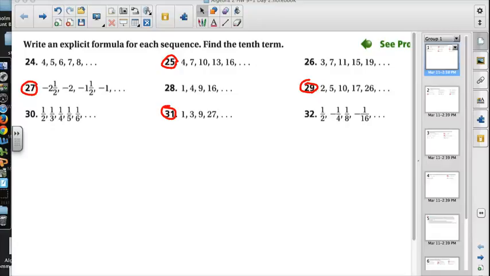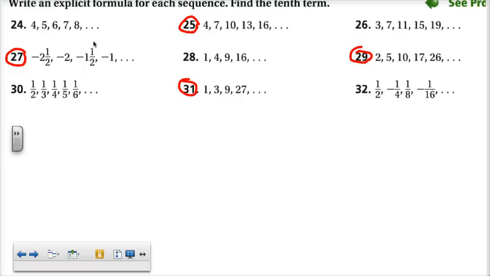These are the frequently asked questions for Algebra 2, Section 9-1, Day 2. And I'm going to start here with some of the problems that are just typically the toughest for students that are new to sequences and series, and that is writing an explicit formula for each sequence.